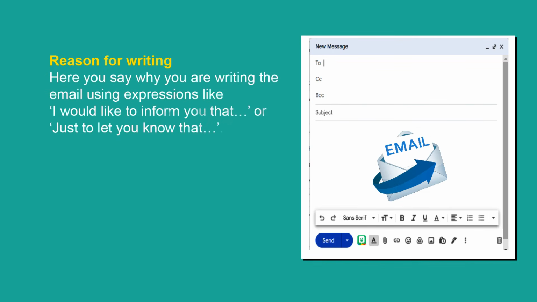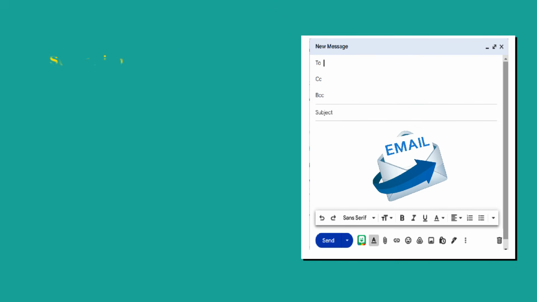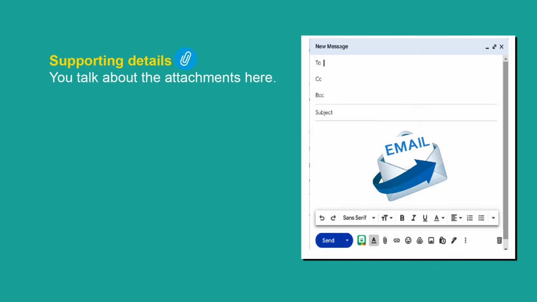Next one is reason for writing. Here you say why you are writing the email using expressions like I would like to inform you that, or just to let you know that. After that, taking action. Here you have to specify what you want your reader to do after reading the email. After that, supporting details. You talk about the attachment here.